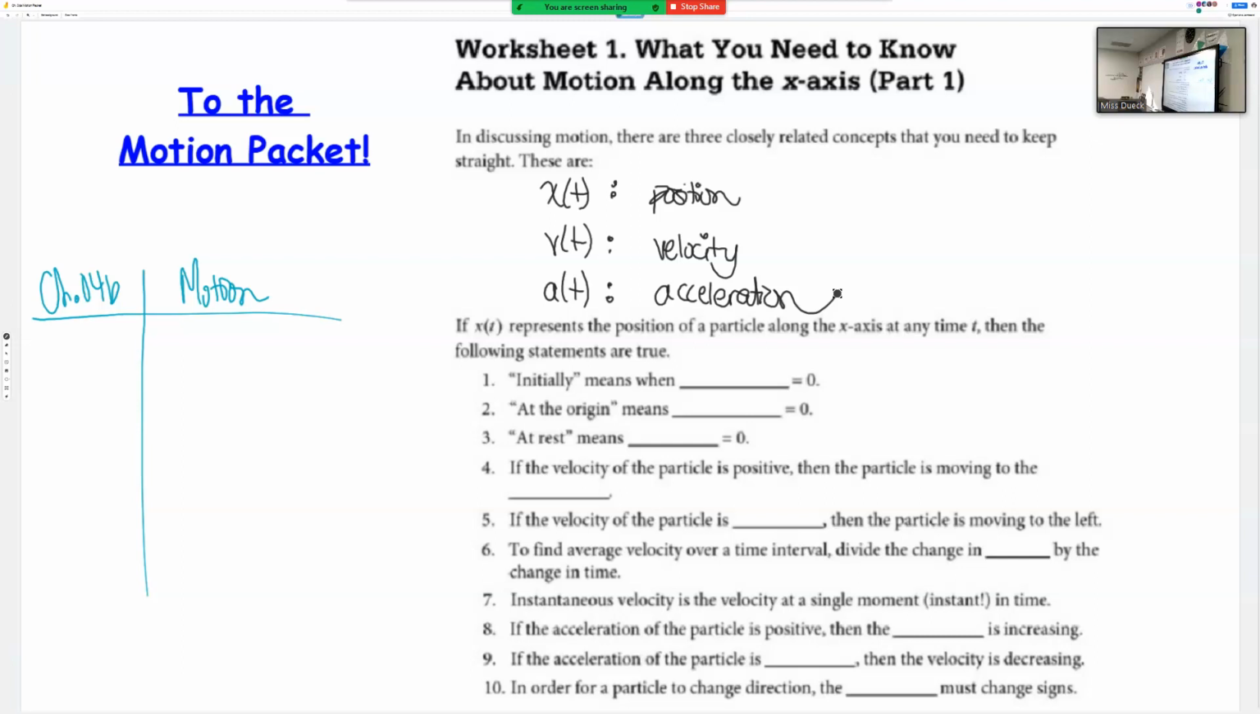How many blanks can you fill in? And if you can't fill in, just write the important words. So write the word initially, write the word at the origin, write the phrase at rest.